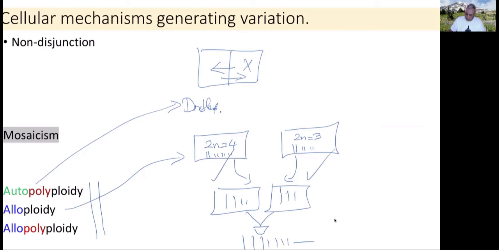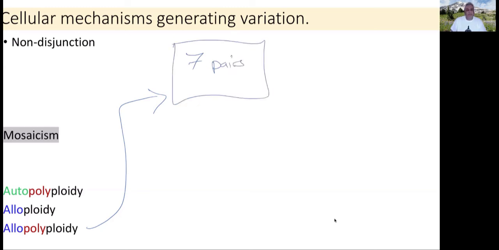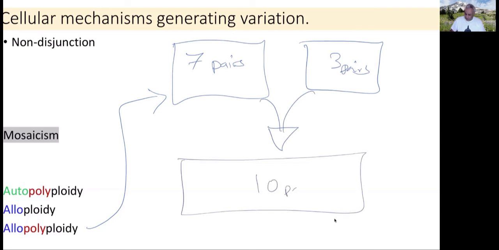Okay, and let's now illustrate the last one, the final one for today, and let's clear everything out. So let's talk about allopolyploidy. So allo means between individuals, and let's try to explain this. So one way to get this is you can have, again, related individuals. So you could have 7 pairs of chromosomes in one individual species, and you could have 3 pairs of chromosomes in another. And during reproduction, you will end up with 10 pairs of chromosomes.